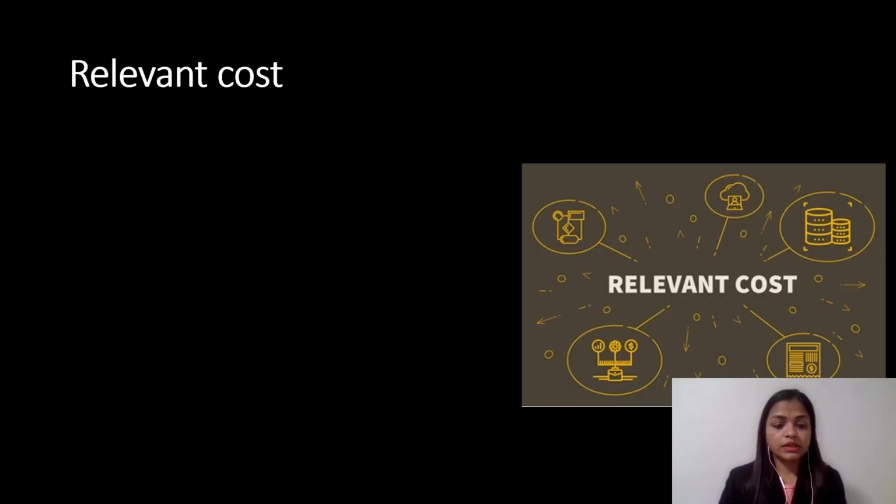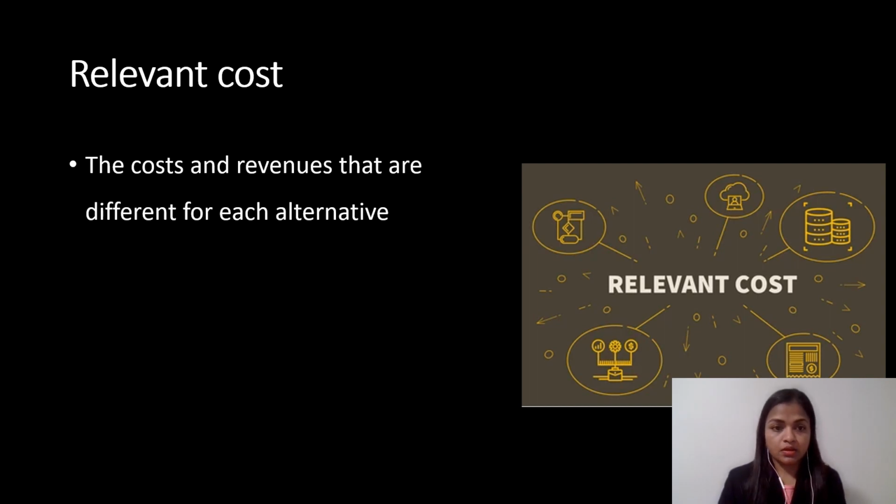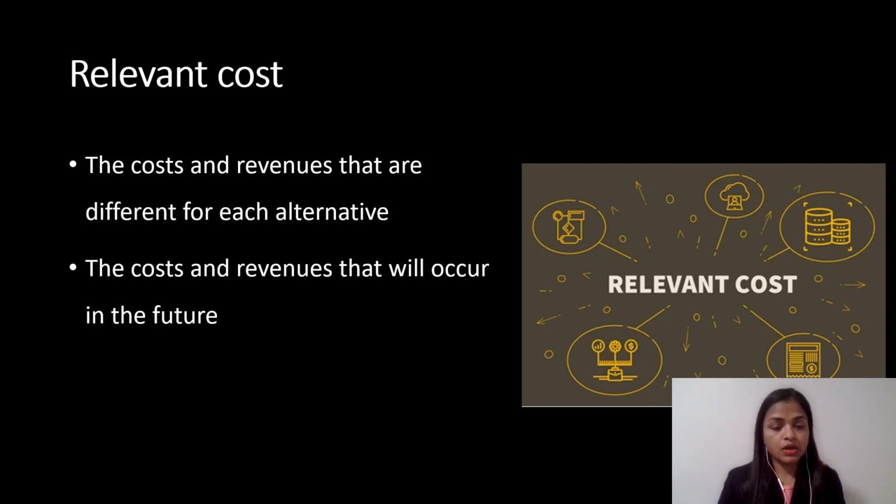Relevant cost. Incremental analysis only considers two types of factors. The first one, the cost and revenue that are different for each alternative. Another one is the cost and revenue that will occur in the future. If cost and revenue do not differ across alternatives or will not change in the future, they can be ignored.